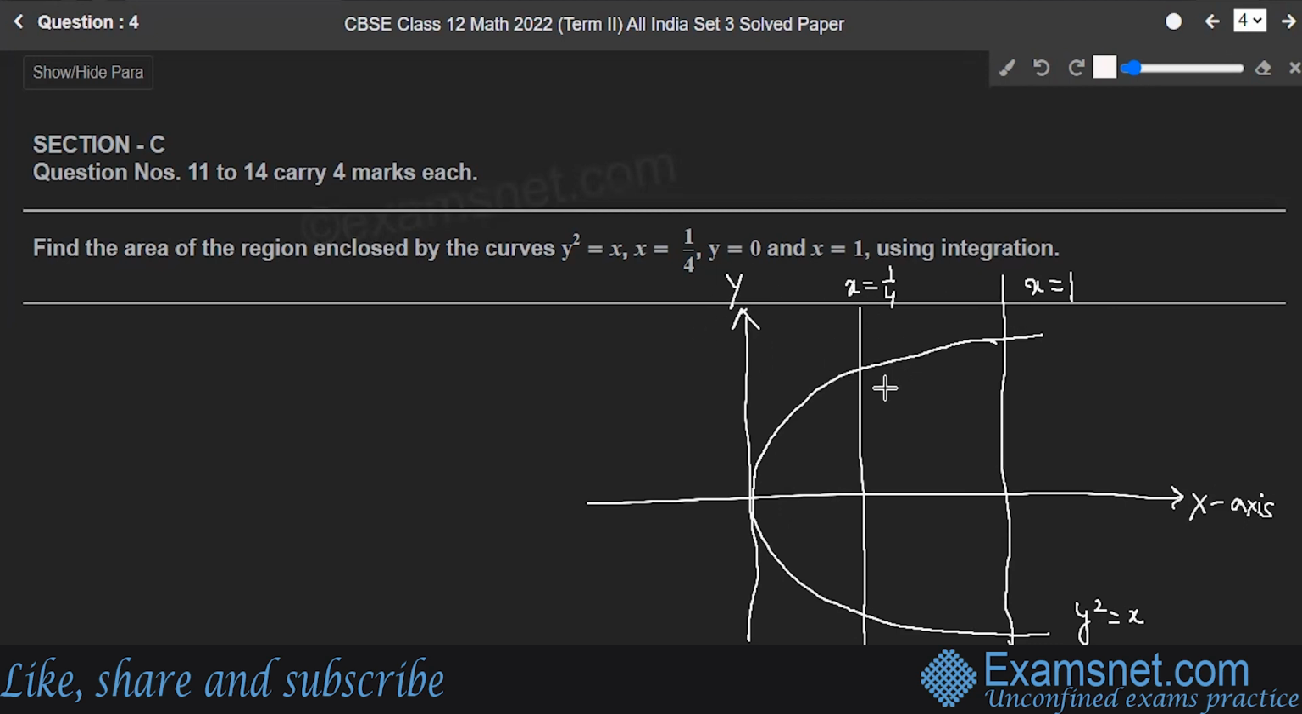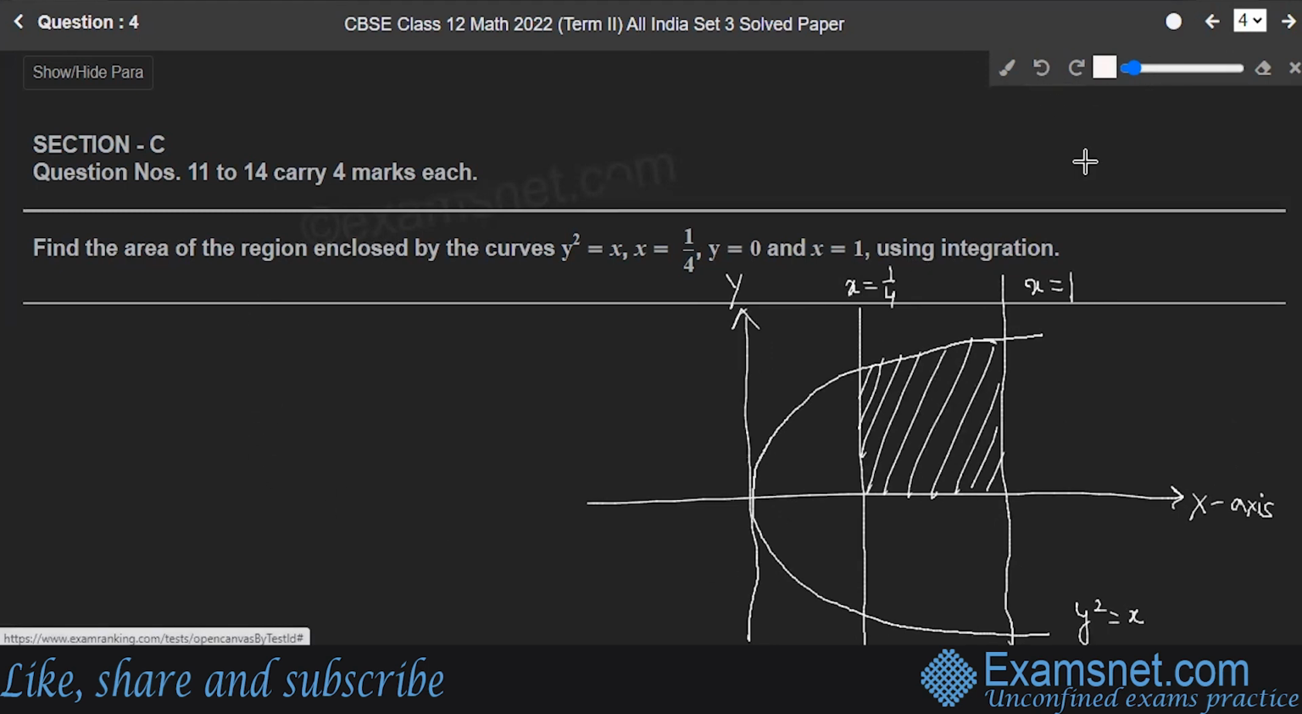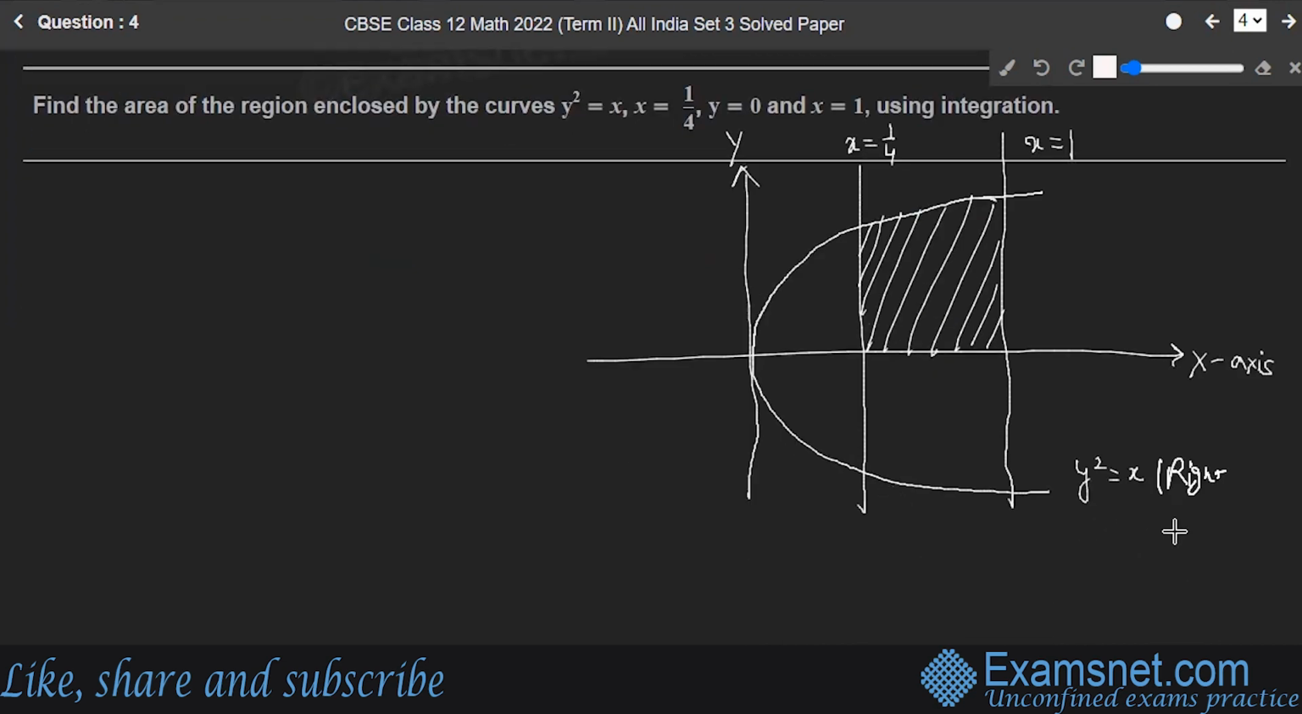So basically what you need to find out is the area, this. Area bounded by this curve, these two lines, and the x-axis. This is what we need to find out in the question. Hope you got that. Okay, so let's start now. This is a right parabola. So this is y square is equal to x, or y will be given by root of x. Now let's find out the required area.